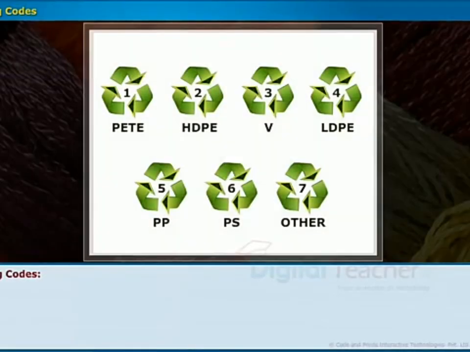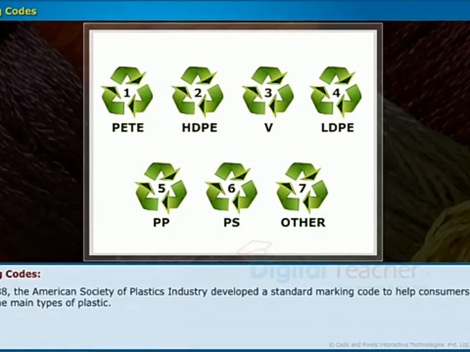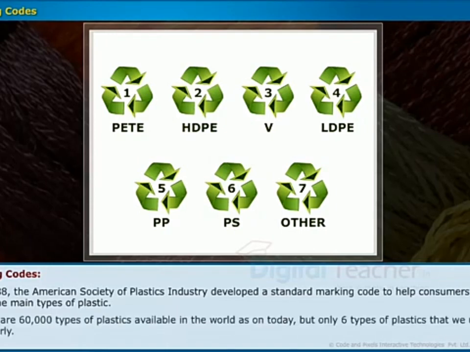Now, we can discuss about the recycling codes. In 1988, the American Society of Plastics Industry developed a standard marking code to help consumers identify and sort the main types of plastic. There are 60,000 types of plastics available in the world as on today, but only 6 types of plastics that we use regularly.